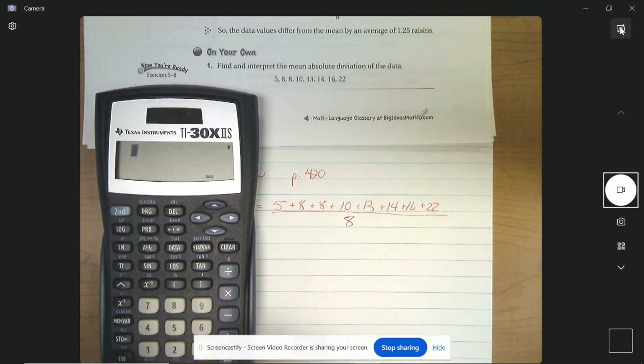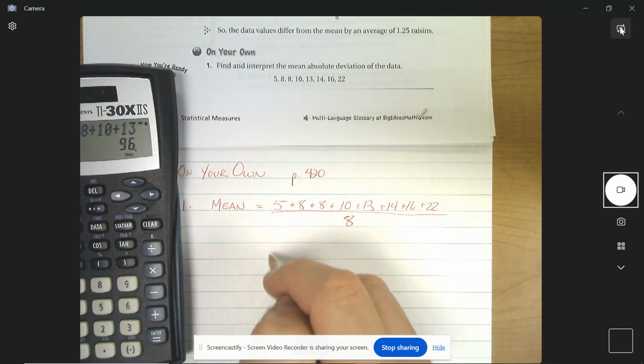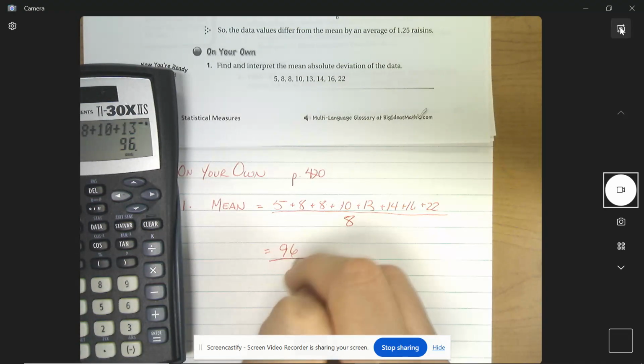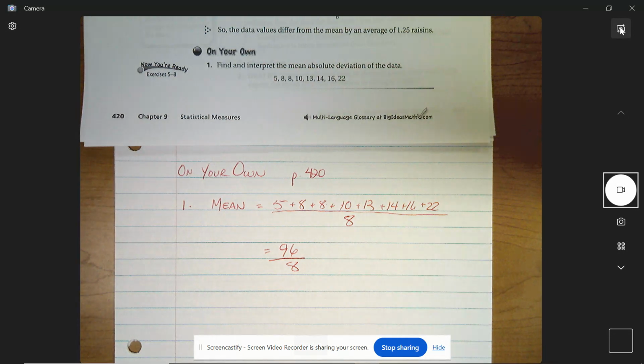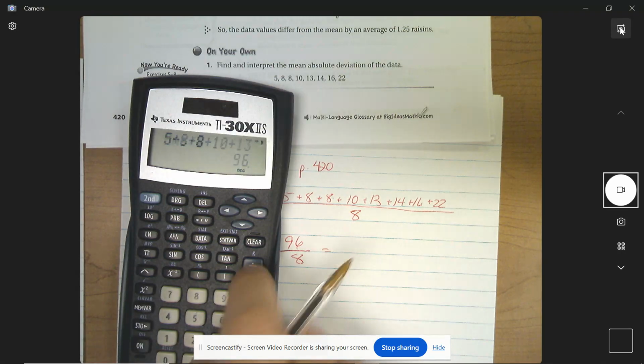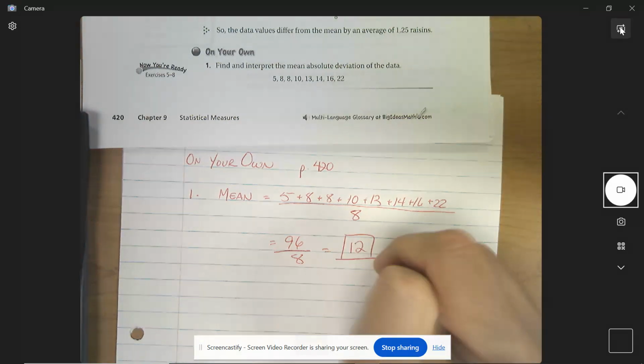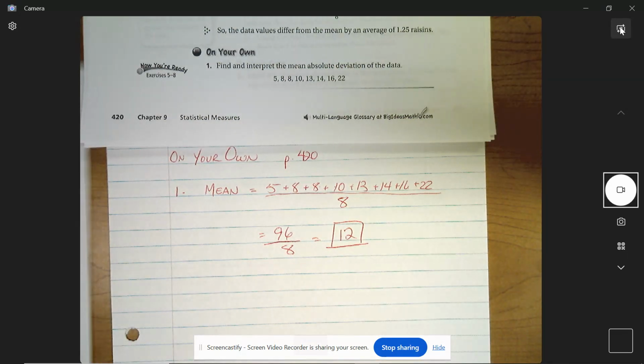I don't know that off the top of my head. So I'm going to do 5 plus 8 plus 8 plus 10, 13, 14, 16, and 22. Altogether that equals 96. And we're dividing that by 8. So 96 divided by 8 equals 12. So 12 is our mean. All right, that is step 1.